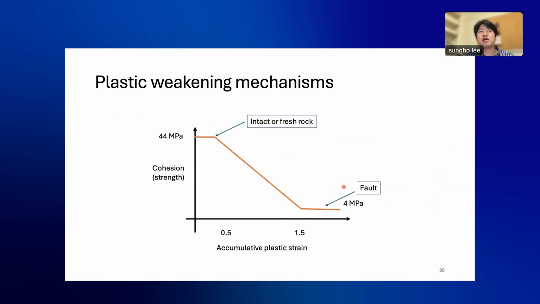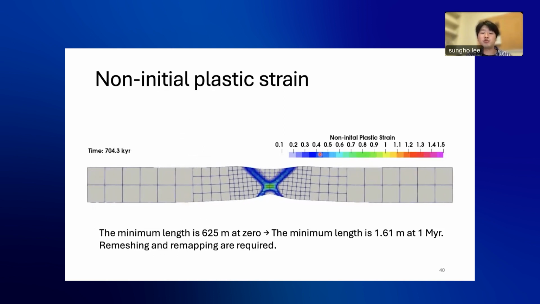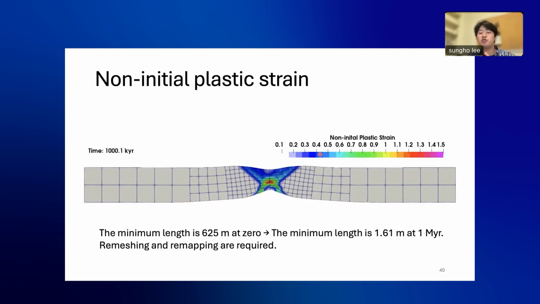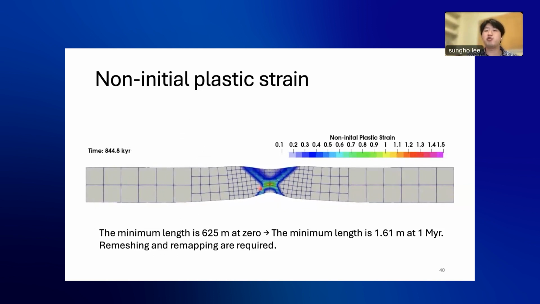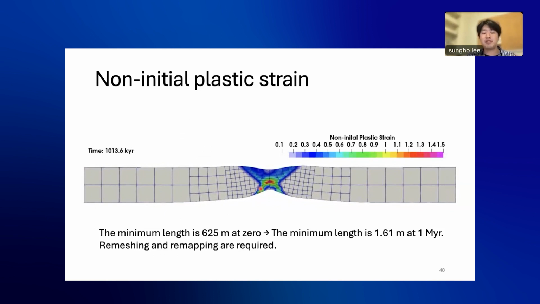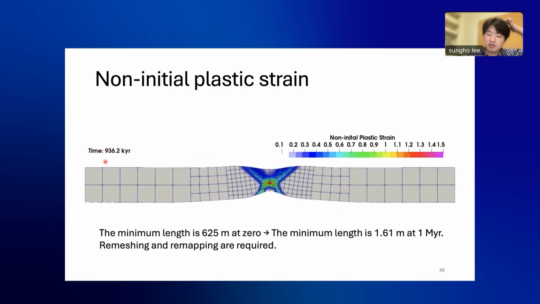I considered this scenario, so I impose a simple linear strength decrease according to shear strain. And these are the material properties I use for this simulation, and those values represent the crust properties. And this video demonstrates the normal fault evolution or ridge evolution. You can see that at some point it needs remeshing and remapping, but the promising thing is I can simulate almost 1 million years. That is really promising to me.